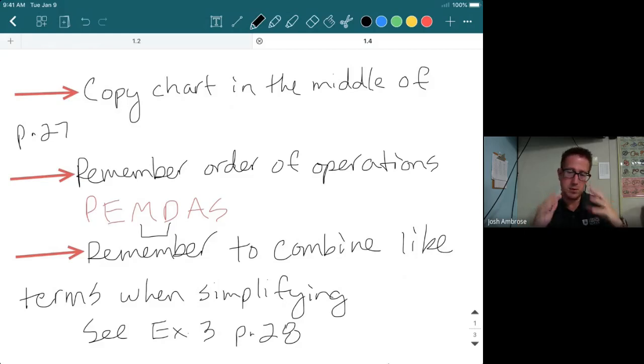So what that means is that multiplication and division, if that's all you have left in an algebraic expression, just go left to right. Okay, just like you're reading a book, left to right. If you have multiplication and division left, they're at the same level of importance. And then the next two would be addition and subtraction. Okay, if those two are all you have left, they are at the same level of importance, and you just go left to right.